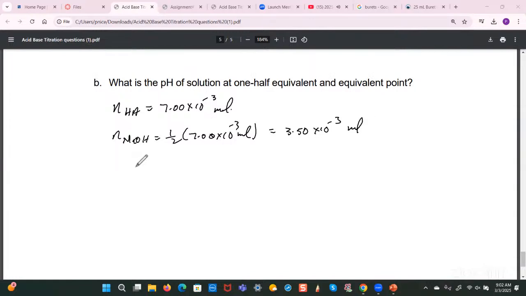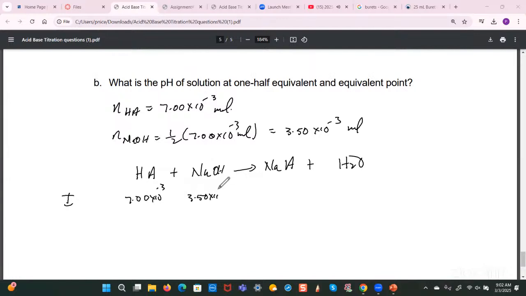So let me write this equation here again. I might not be able to finish this in time, but I'm going to try. Plus H2O. Okay, so initially, you're going to have 7.00 times 10 to the minus 3 moles here. Here, you're going to have 3.50 times 10 to the minus 3 moles. Here, you're going to have plus 3.50 times 10 to the minus 3 moles, right?